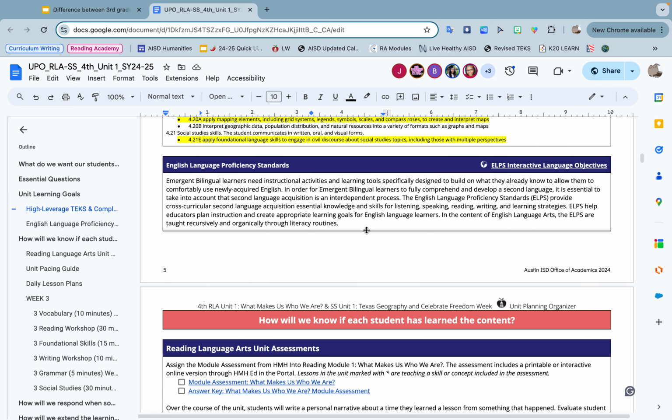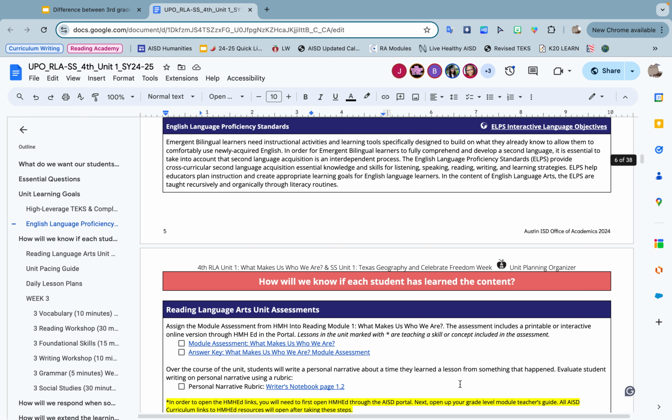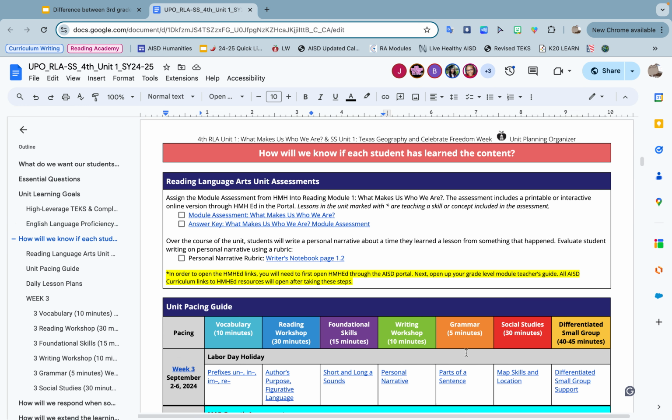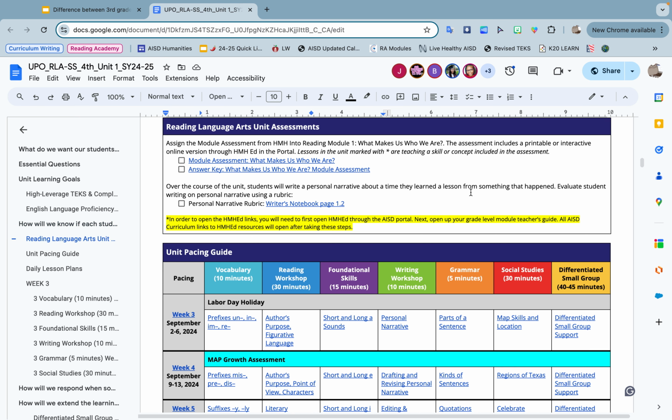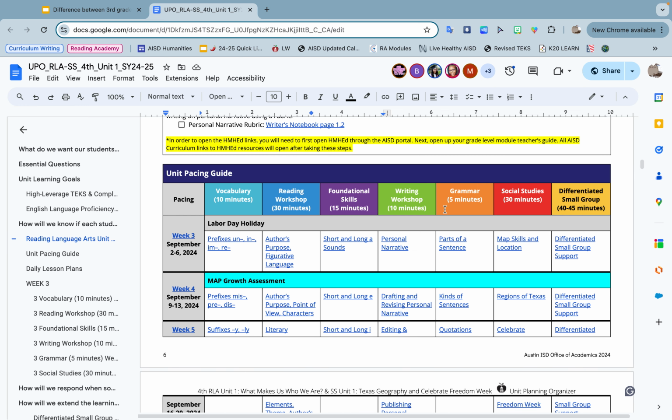Again, we have the description of the English Language Proficiency Standards, or ELPS. Then we get into the assessments. You will notice that this says Reading Language Arts Unit Assessments, but there's nothing here that says Social Studies Assessment. We do not have a unit assessment for social studies. Instead, you will find daily formative assessments for social studies. Sometimes they might do something over the course of a whole week. So it would be like a weekly project as opposed to a unit assessment.